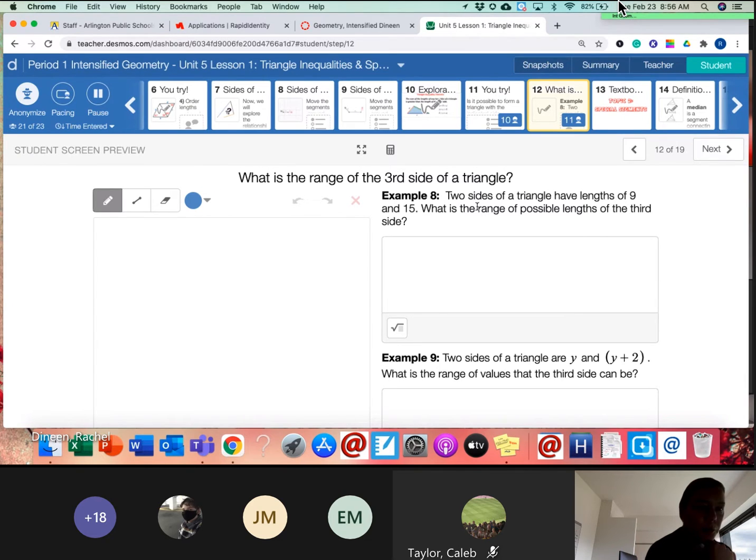And this time you're going to be asked to find the range of the third side. So this time we are given 2 sides of a triangle. And we need to determine, well, what's the range for the third side? So it says 2 sides of a triangle have the lengths of 9 and 15. What is the range of the possible lengths of the third side? So I'll let my third side be x.